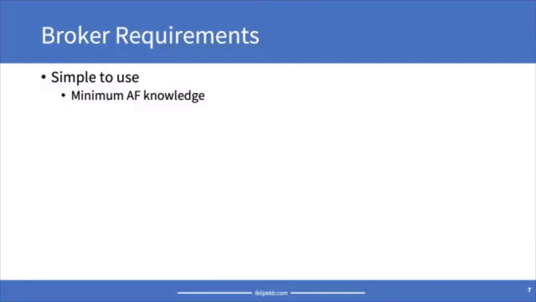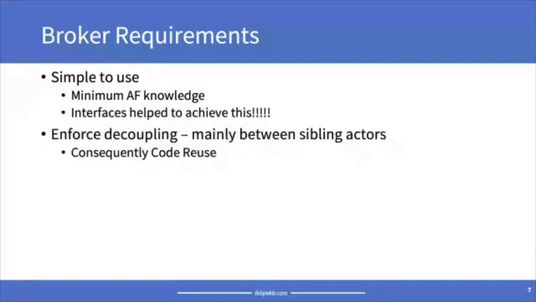The pattern also must enforce decoupling, mainly between sibling actors. So if you want sibling actors to talk to each other, they must know only the caller. Then you can reuse code more easily.